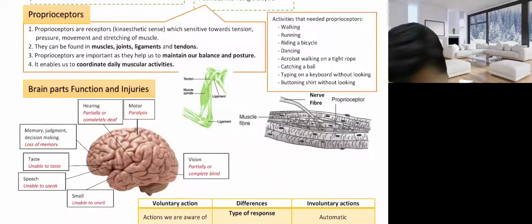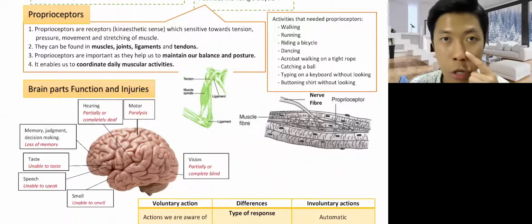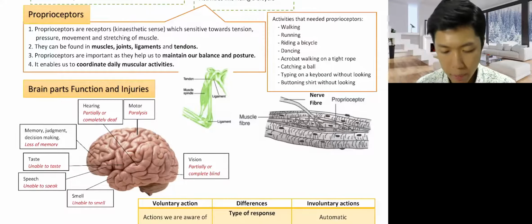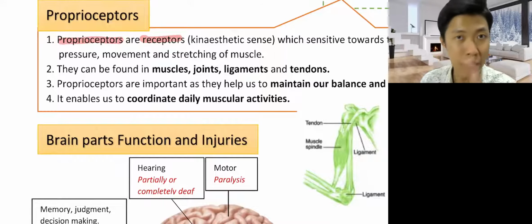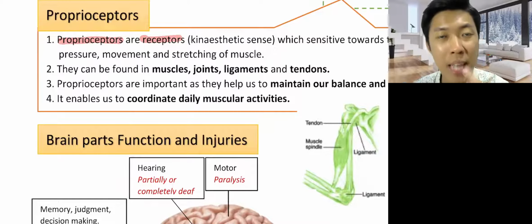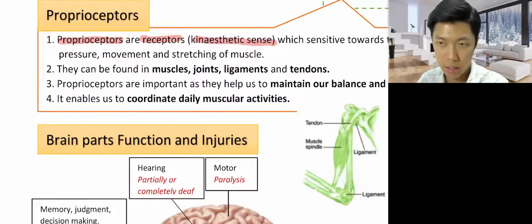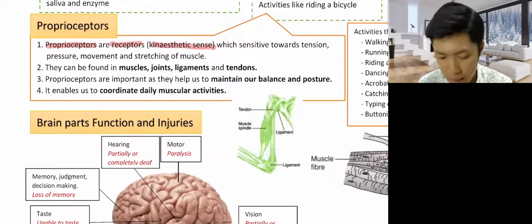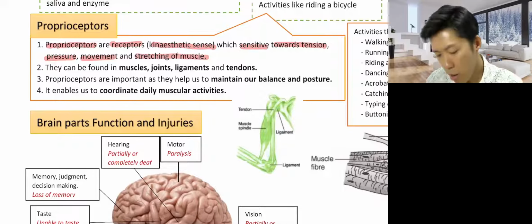Okay, proprioceptors. Did you know? Remember, you have a lot of receptors, right? Your eye has receptors, your ears have receptors, your nose has receptors, your tongue has receptors, your skin has receptors. And proprioceptors are actually a type of receptor. The sense of this receptor is not sense of sight, hearing, smell, taste, or touch. It's called the kinesthetic sense. Make things clear. So what is kinesthetic sense?